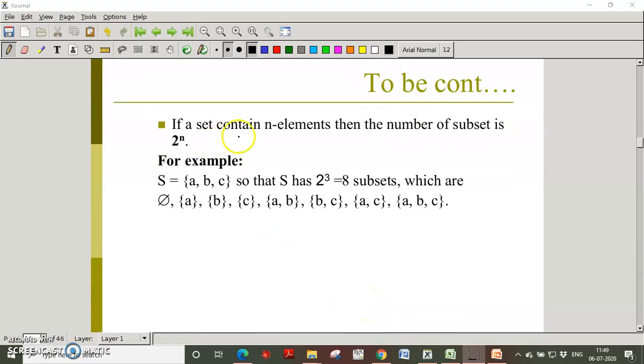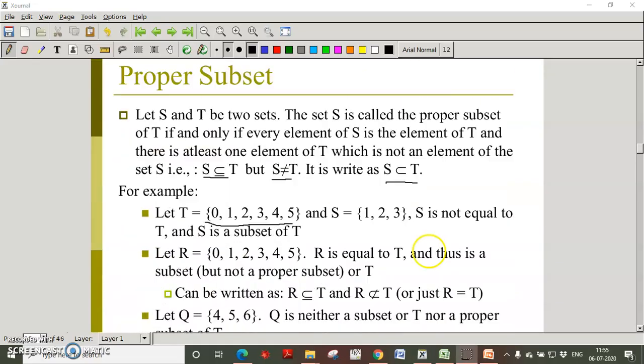And if the set contains n elements, then the number of subsets is 2 to the power n. For example, if you look here, S equals {A, B, C}. Here there are 3 elements, so the number of subsets is 8. The subsets of this set are: the empty set, A, B, C, AB, BC, AC, ABC. These are the subsets of the set S.